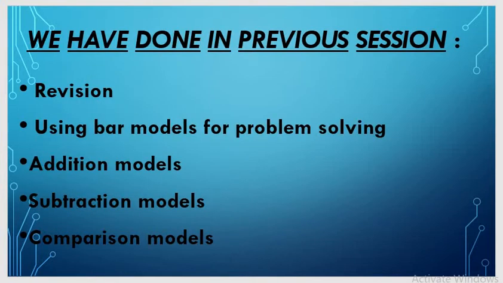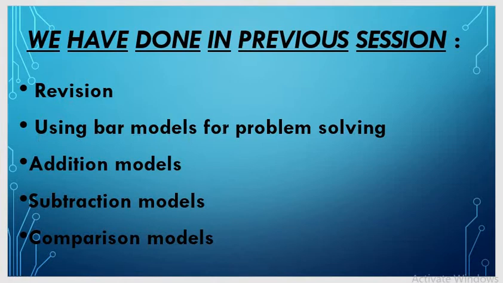What we have done in previous sessions, I hope you remember. We have done, in the previous lecture, using a bar model for problem solving. We already learned this topic. Again today we are going to discuss and revise using bar models for problem solving.